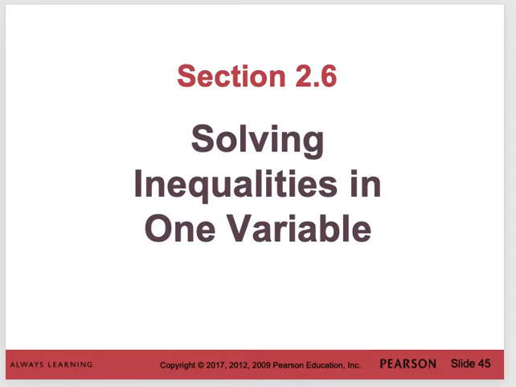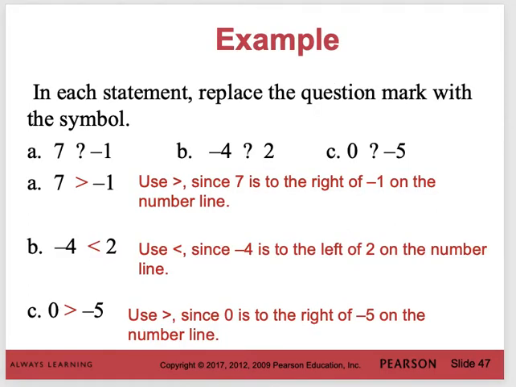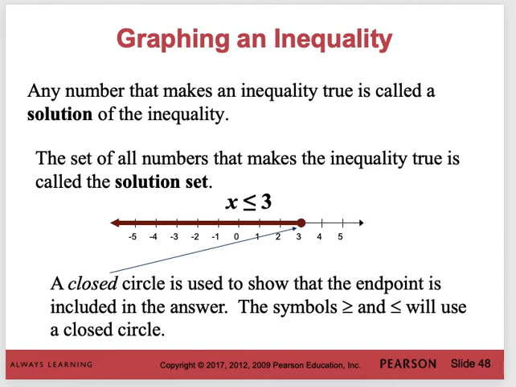Our last section, 2.6, is on solving inequalities. An inequality uses a greater than or less than symbol along with or not including an equal sign to show that the value is either less than or greater than or equal to or less than or equal to a certain value. We can graph inequalities on a number line to show if all numbers are less than or equal to 3. This is what that graph would look like.